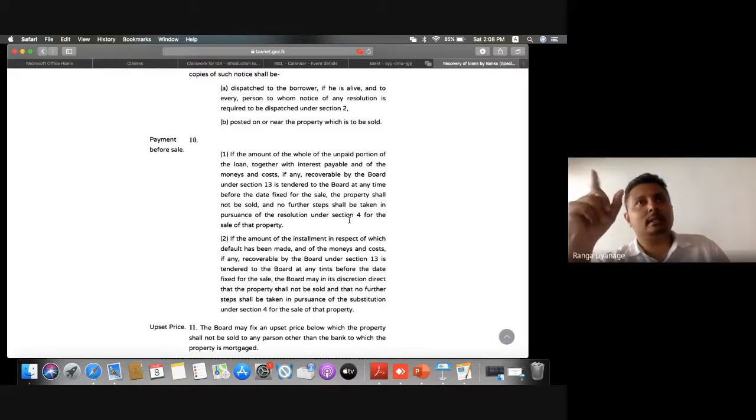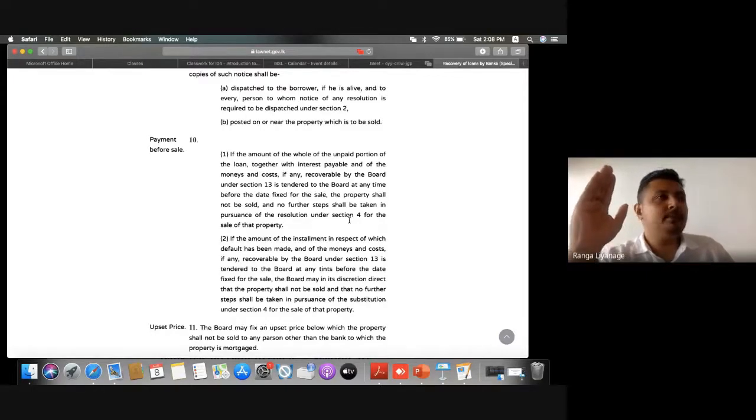So they have discretion there whether to go with the auction or not. That will take in personal substitution for sale of that property. Here, in a practical sense, we need to keep in mind the bank's business is banking, not taking over property.